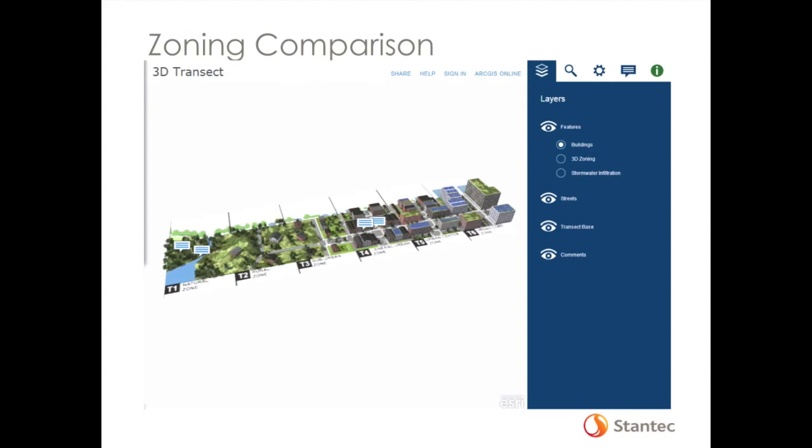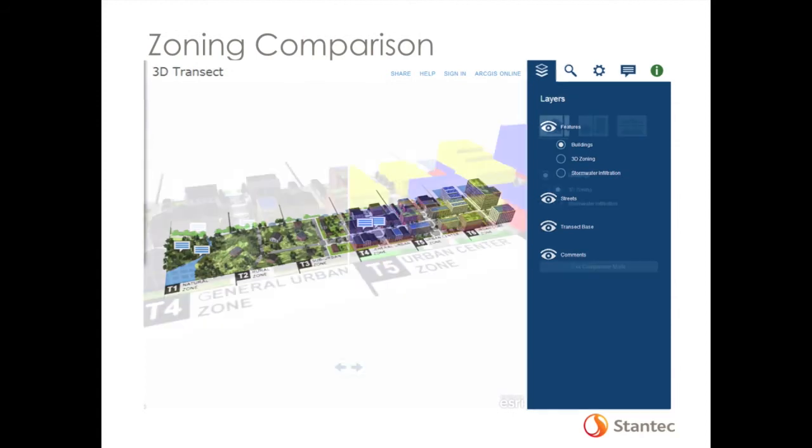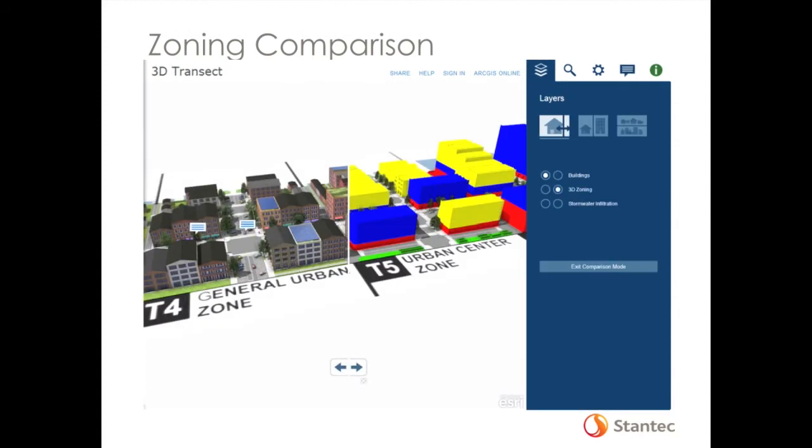Zoning comparisons, another example. This is just one I grabbed off the website, but it's another way to visualize different zoning types. As you zoom in, you can have different classifications, and you can view them differently. So they've got a buildings view on the left. They've got a 3D zoning view on the right. And they also have a stormwater infiltration analysis. But again, in a comparative window, you can have different views, drag the slide bar, and everything will change dynamically.